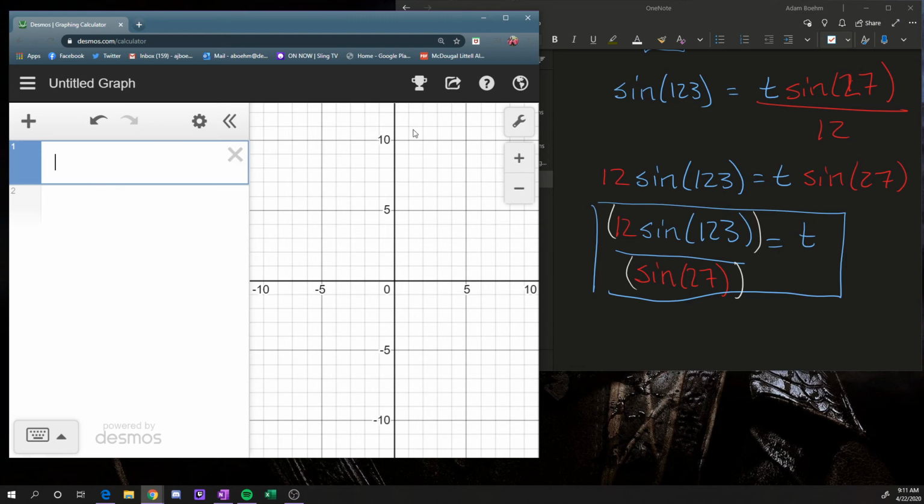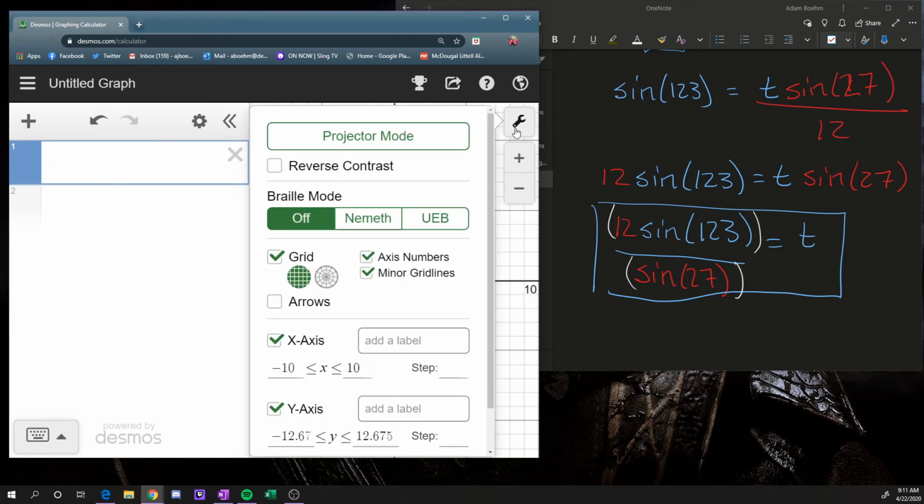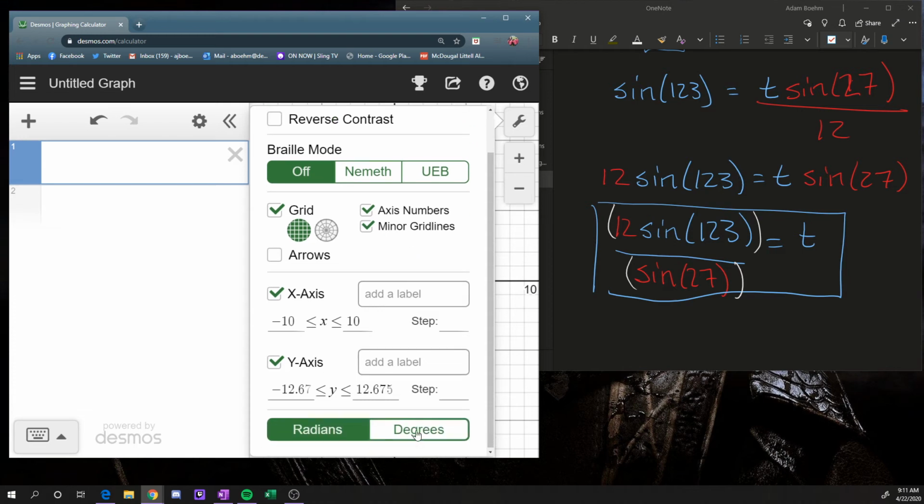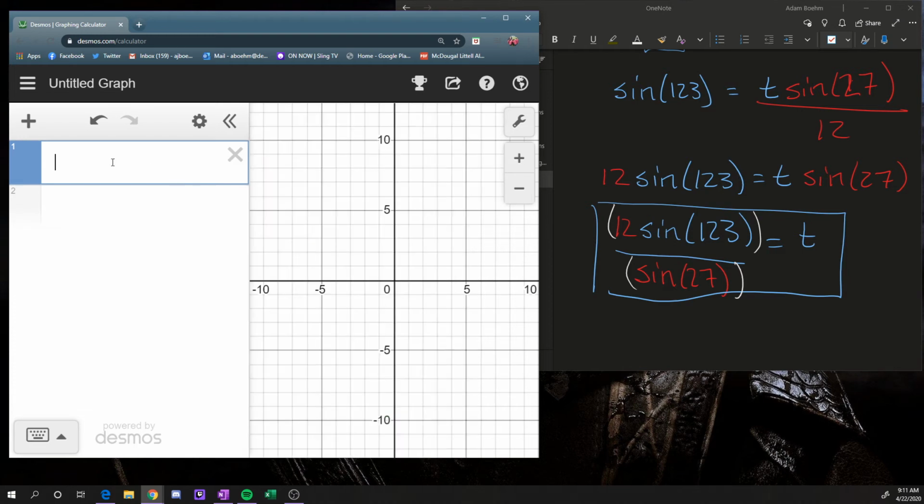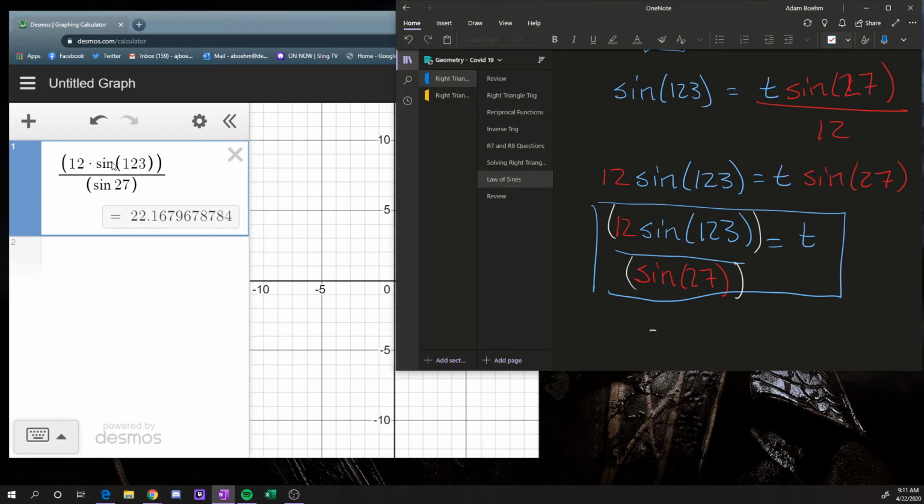And again, we're dealing with degrees, so the first thing we should do is change our mode. So we have 12 times sine of 123 divided by sine of 27. And we get 22.167, so our answer is 22.2.